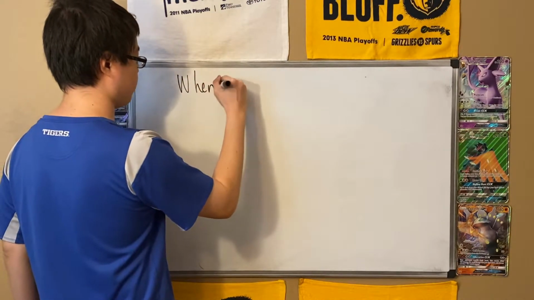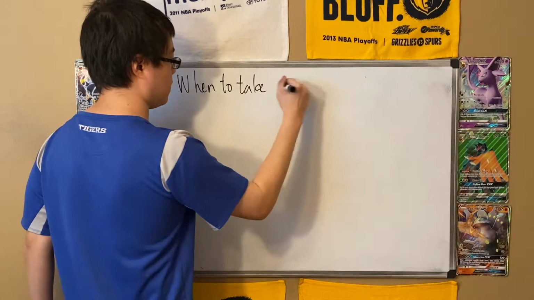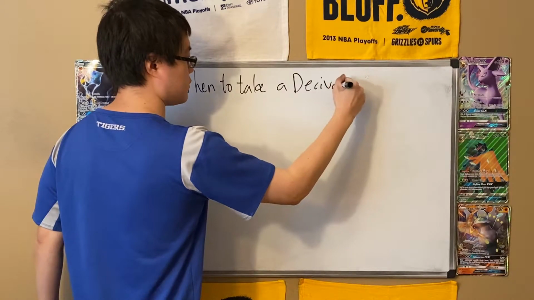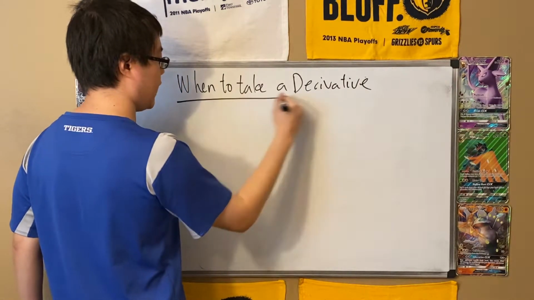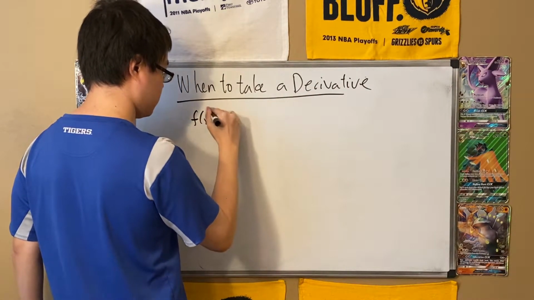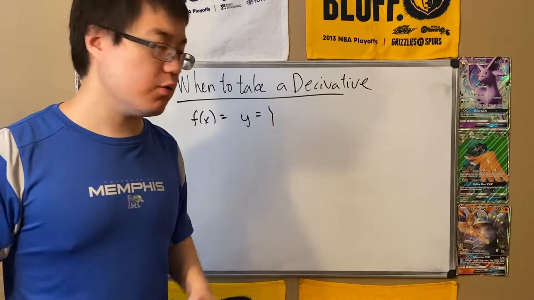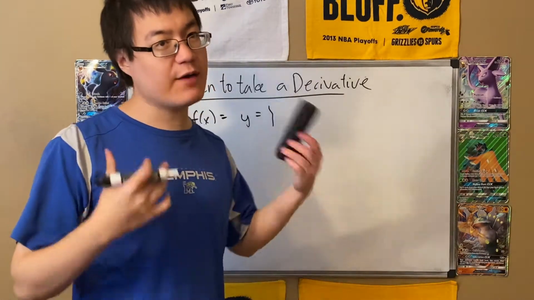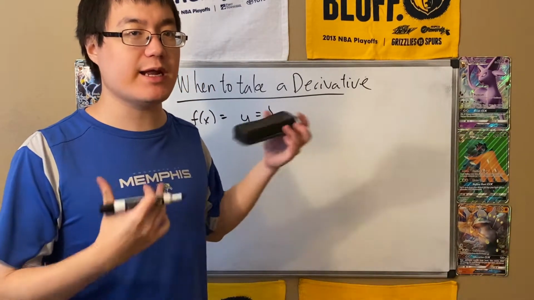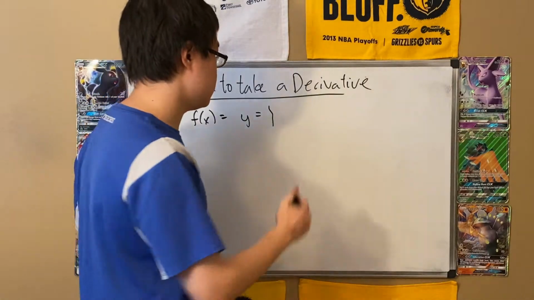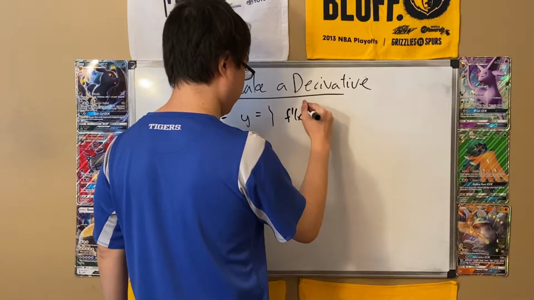So let's just list it out. When to take a derivative. Let's say you're given f of x and y, like f of x equals blah blah blah, or y is equal to blah blah blah. Obviously, you take a derivative when you see f prime of x or y prime of x. So with f prime of x, you would take a derivative, of course.